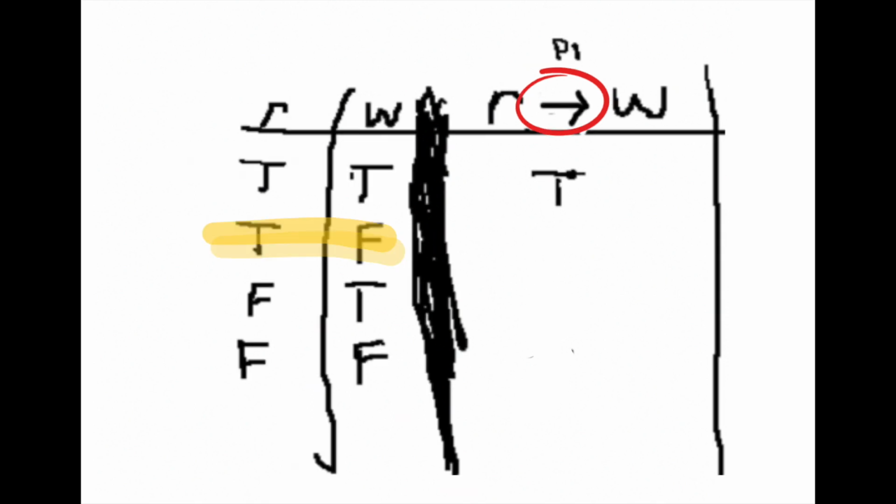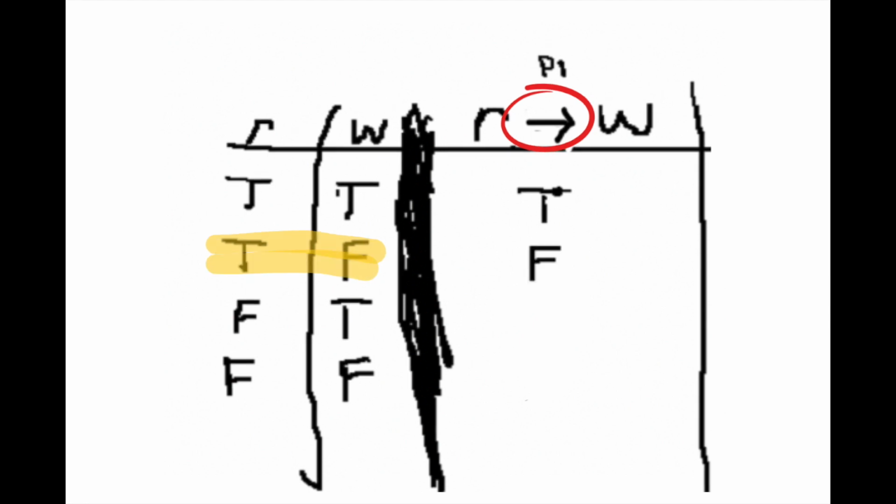In the case where R is true, W is false. If R, then W is false. That's the one case where it's false.